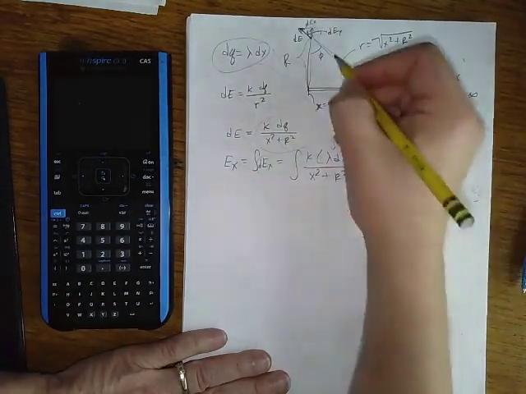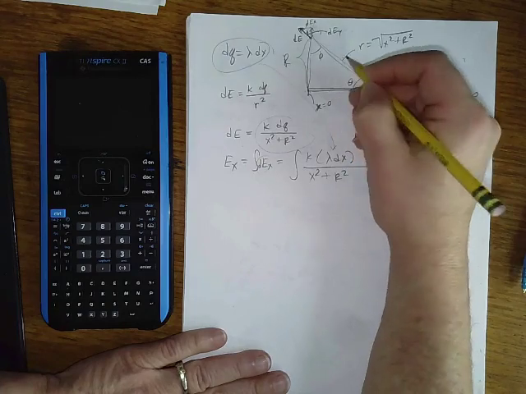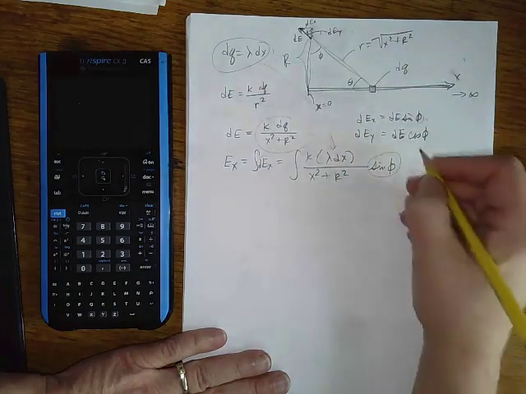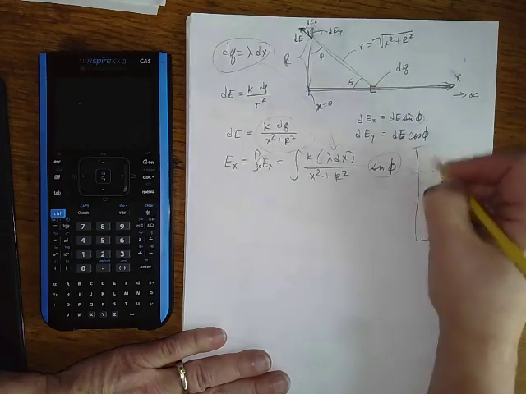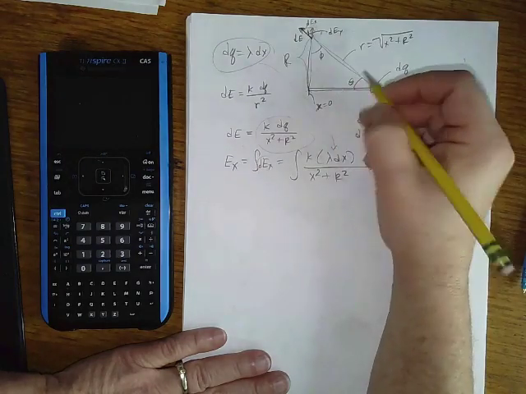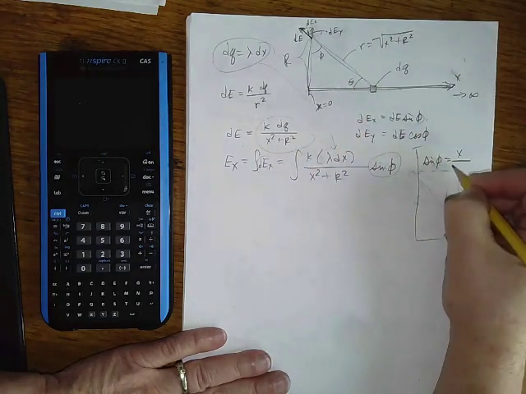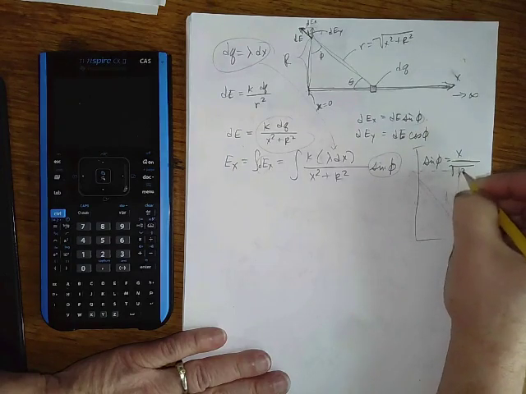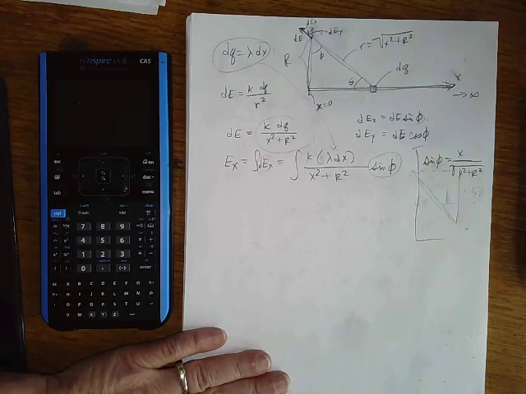Alright, so sine of phi. Let's just do a little sidebar here. Sine of phi is opposite over hypotenuse. So opposite in this case is x, and hypotenuse is the square root of x squared plus r squared. It is not looking pretty, but that's what it is. Okay, so sine phi is that.